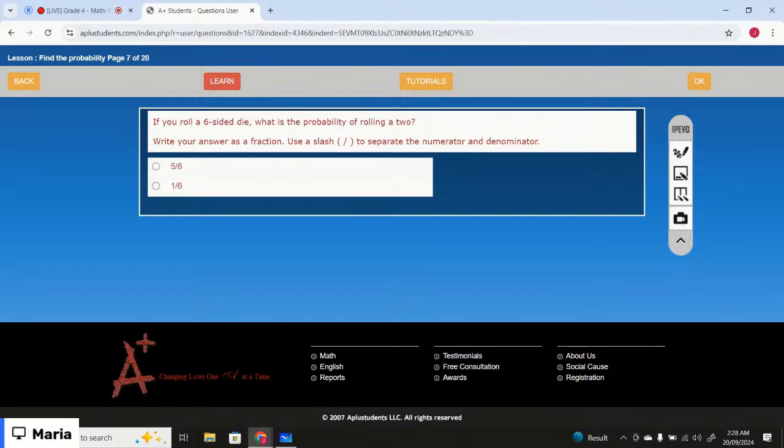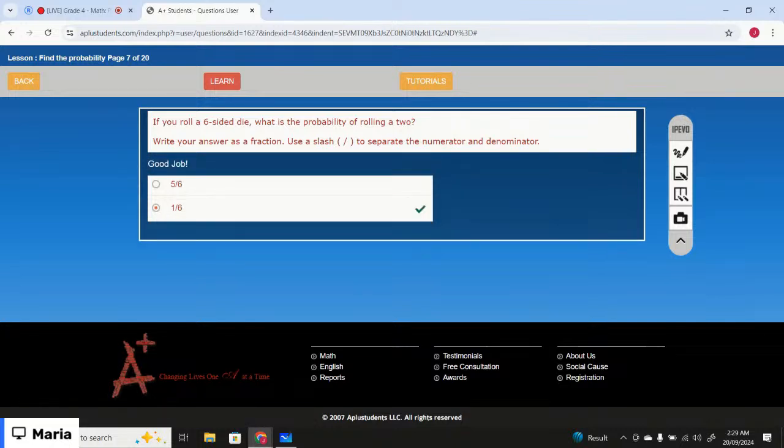If you roll a six-sided die, what is the probability of rolling a 2? So when you are calculating the probability for a die, for every number the probability is 1 out of 6, right? The correct option is 1 by 6.